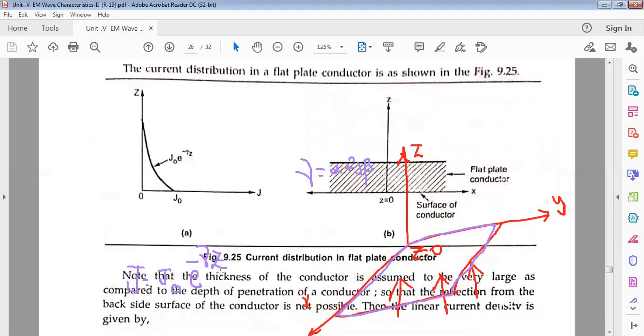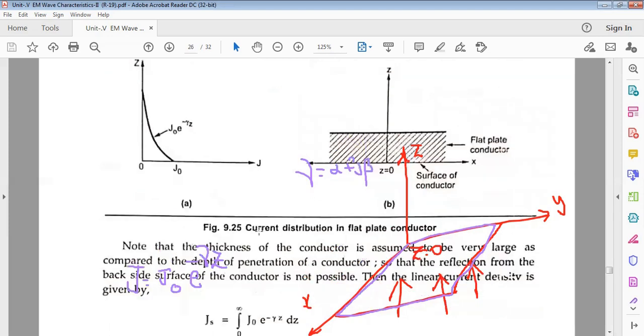Now it is an exponentially decaying function. It looks like the graph between Z and the current density, J naught into e power minus gamma into Z. At Z is equal to 0, there is a surface here, the flat plate conductor, and the surface of the conductor here, the Z direction, and here the X, at Z is equal to 0.